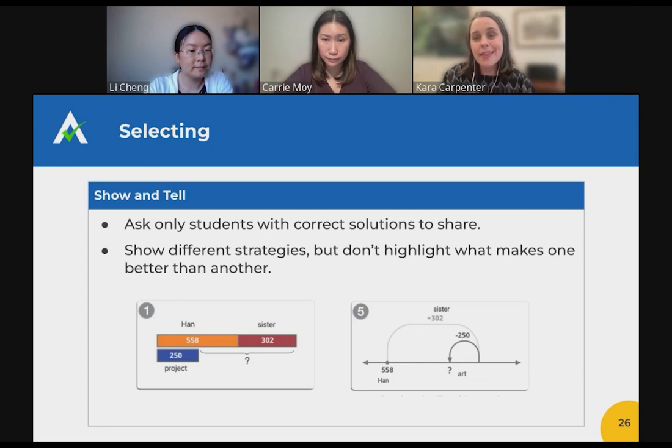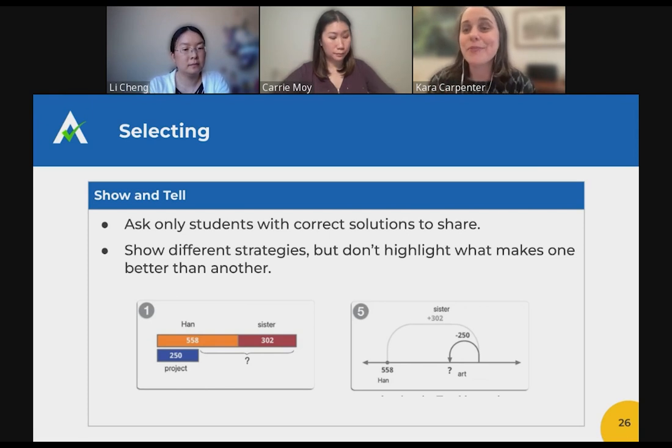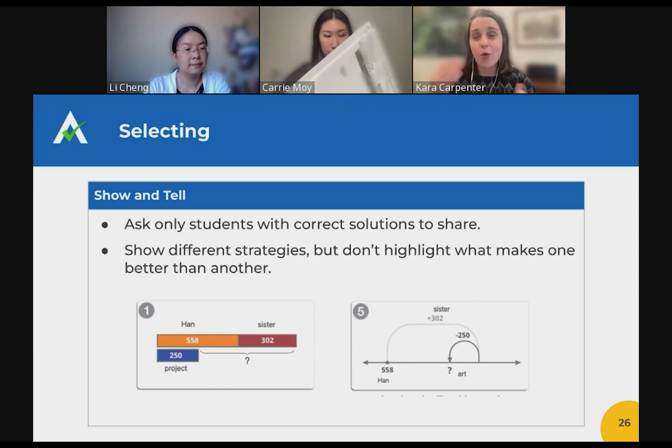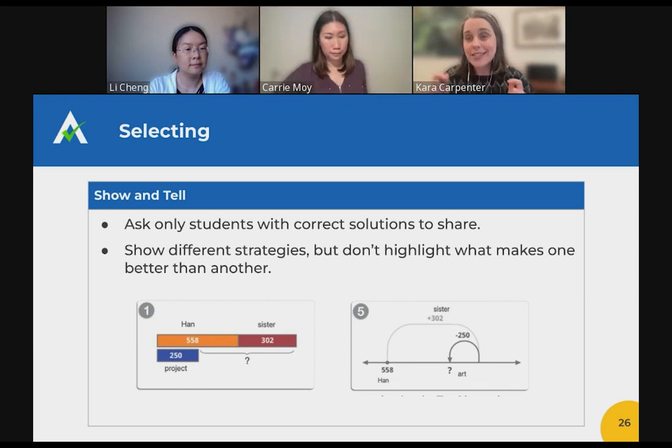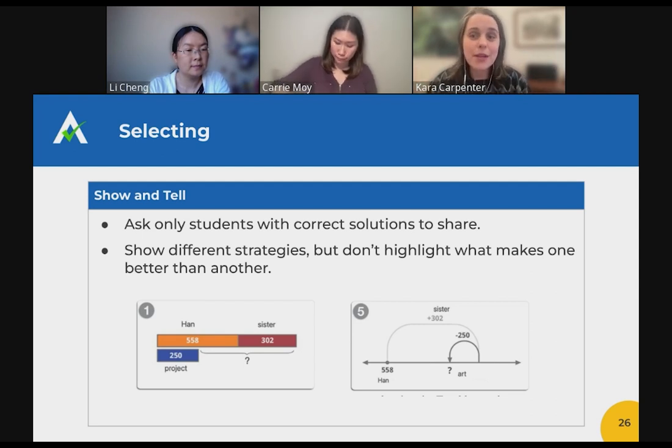Okay, and then when we're thinking about selecting work, Margaret Smith talks about the difference between show and tell conversations and orchestrated conversations. A show and tell is basically you ask only the students with the correct solutions to share. You think, student 1 seems to have a good solution or a good model, and student 5 seems to have a good solution and model too. So you might show different strategies. One of them used a tape diagram or bar model, one of them used an open number line, but we don't really highlight what makes one better than the other.